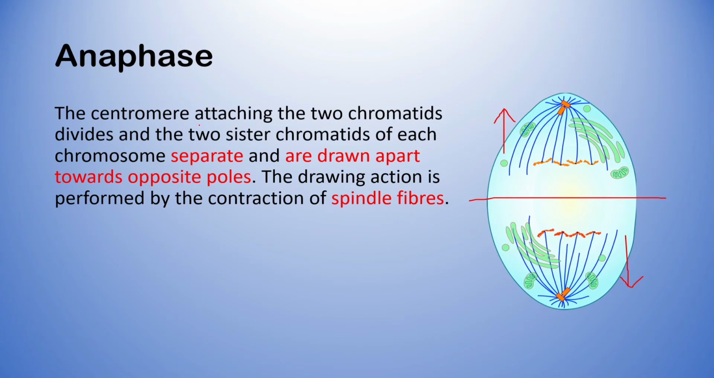The drawing action is performed by the contraction of spindle fibers. They contract like this, and the aster also contracts like this. This action is performed by the contraction of spindle fibers, right? Now the last phase of mitosis.